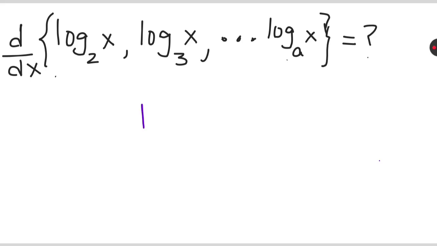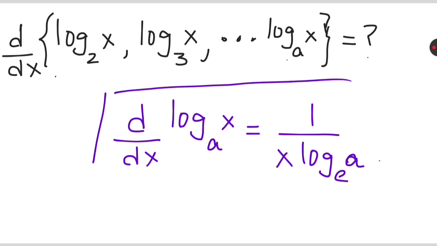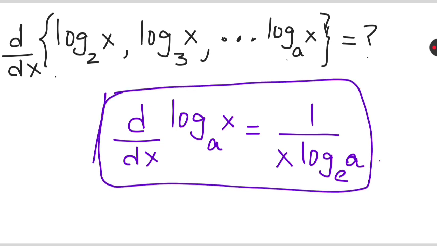Today we will see the proof of the derivative of log x with base a, that is equal to 1 over x log a with base e. We will see the proof of this formula. Few students get confused about how it comes. That's why today I want to show the proof of this formula.